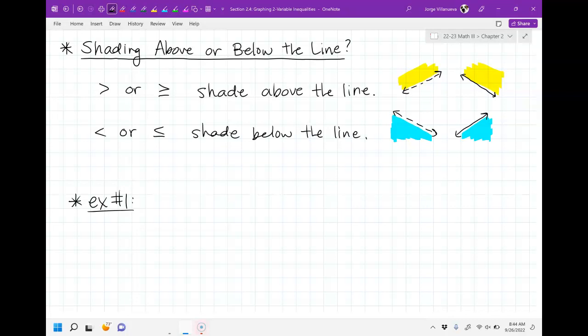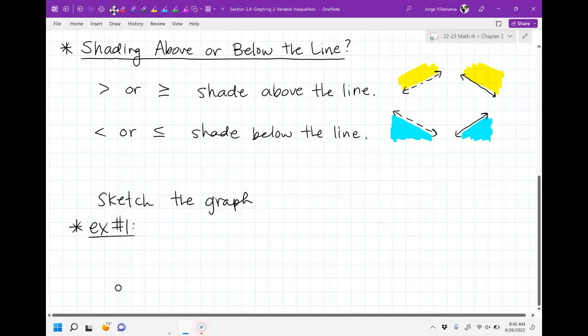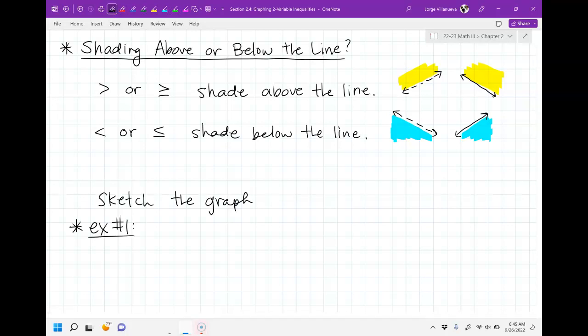So, for all of these things, we're going to sketch the graph. Okay, we're going to sketch the graph. All right, so here's the first one. So y is less than 1/5 x minus 3.